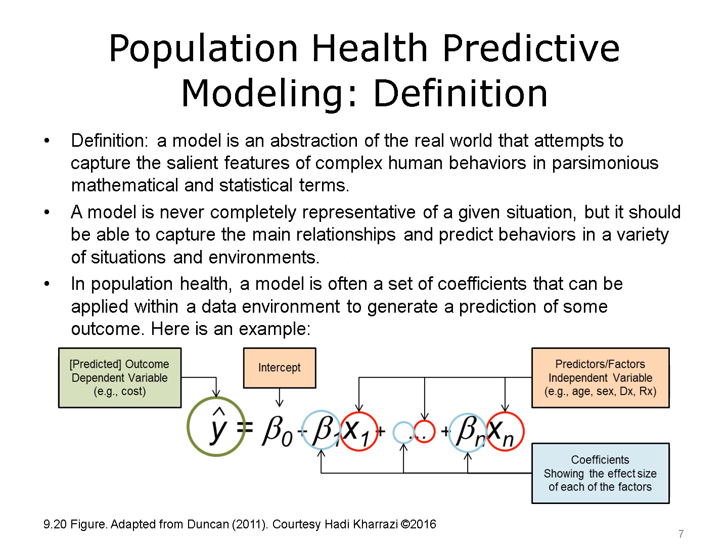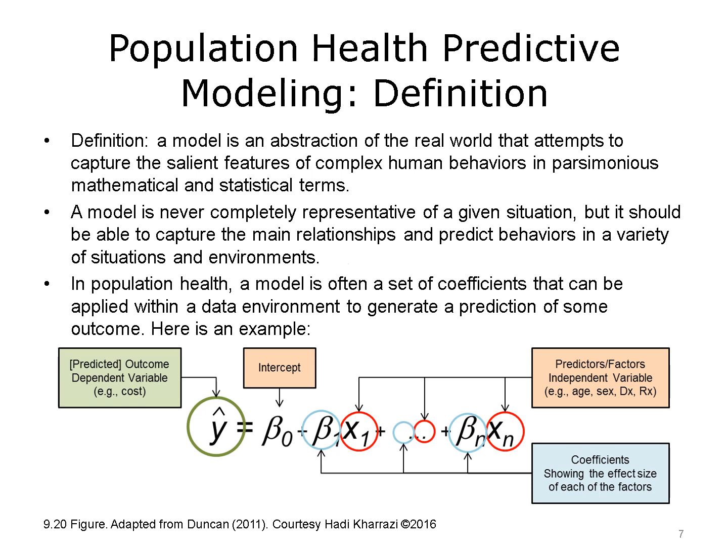In population health, a model is often a set of coefficients that can be applied within a data environment to generate a prediction of some outcome. For example, if the population health model is defined using a regression method, the model will be presented as an equation, where the right side of it represents all of the predictors, also known as independent variables, and the left side represents the predicted outcome, also known as the dependent variable.